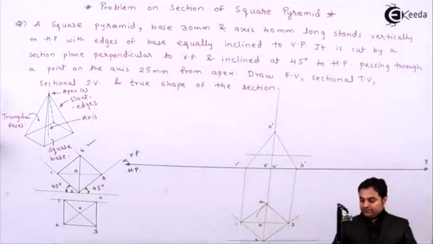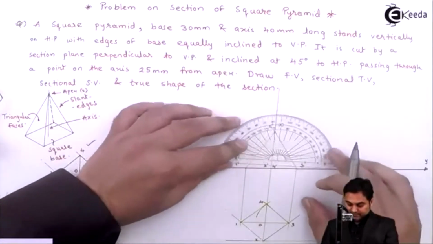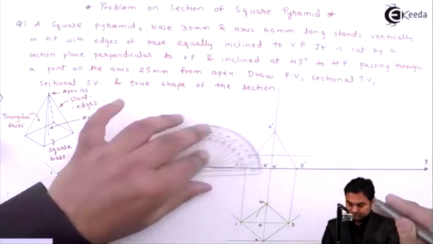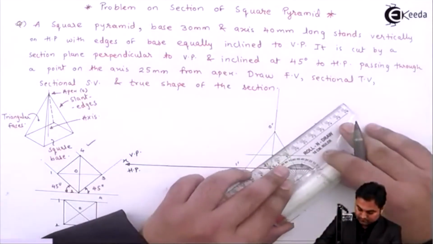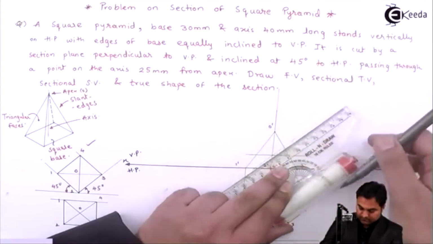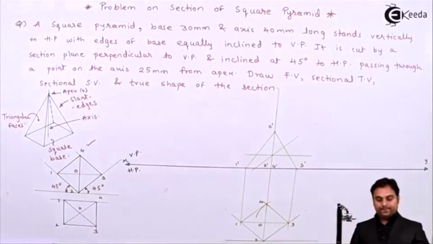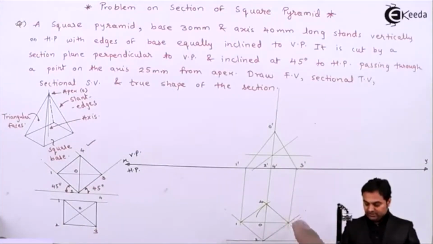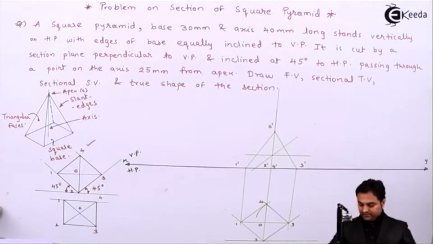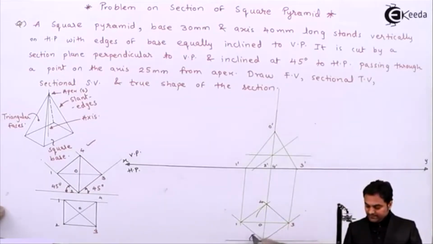And the inclination is 45 degrees, so I can take the angle, joining it with the help of a light line. So here this is the cutting plane line, and as I have explained, this pyramid is resting in HP with its faces equally inclined to VP, and their inclination is seen in HP. These are equally inclined.